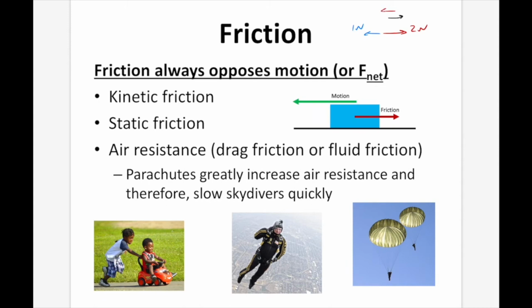Now there's 3 main types of friction: kinetic friction, static friction, and then air resistance. Air resistance is simply drag friction or fluid friction. So parachutes greatly increase air resistance and therefore slow skydivers very quickly.